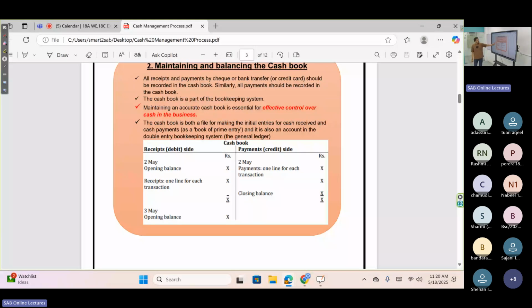The cash book is a file for making the initial entries for cash received and cash paid. This is the format of the cash book. Just for your understanding, I have given here the debit and credit side, the receipt side and the payment side. Opening balance, receipts, payments and closing balance must be matched with the physical balance.